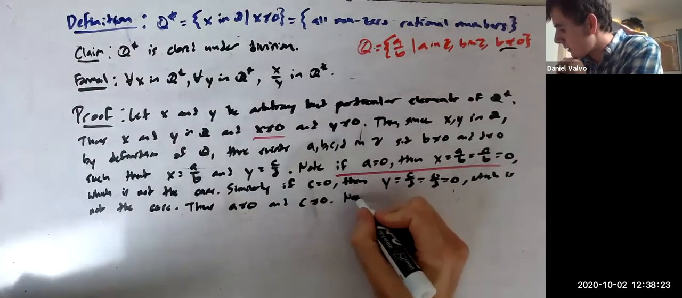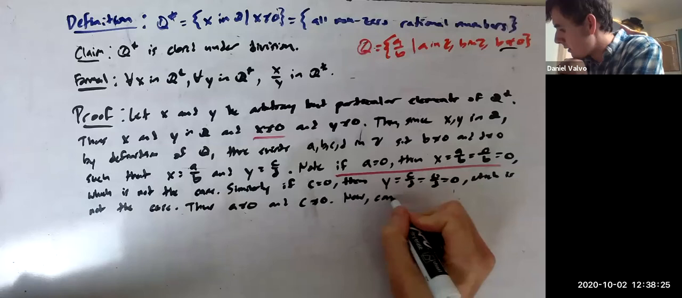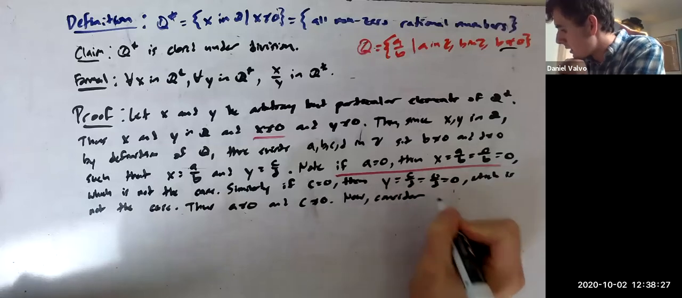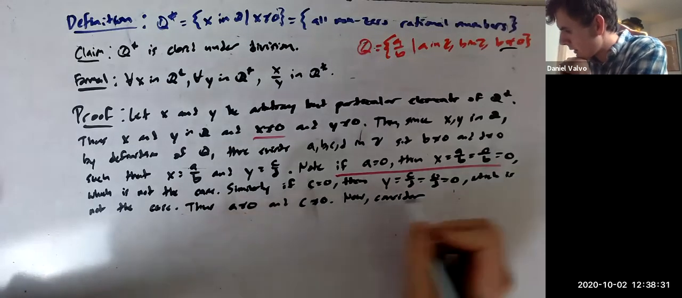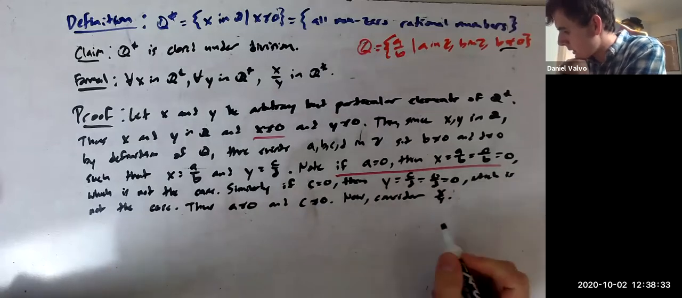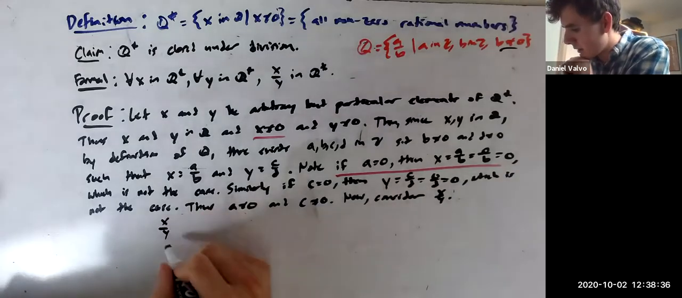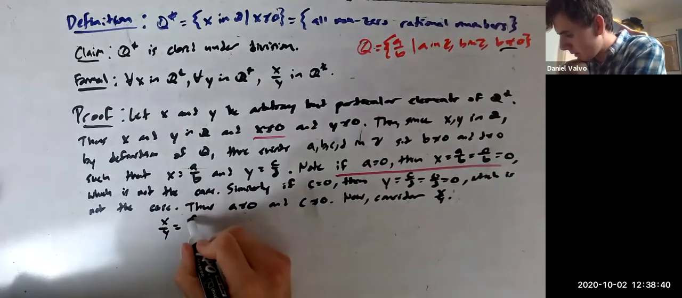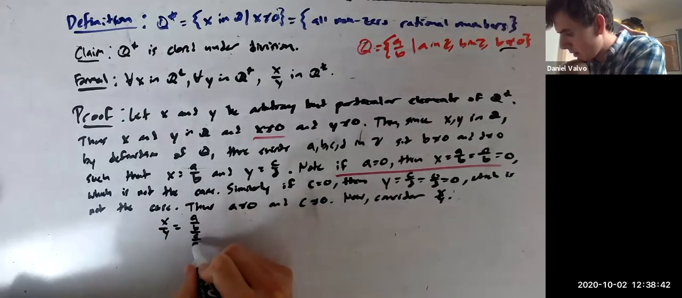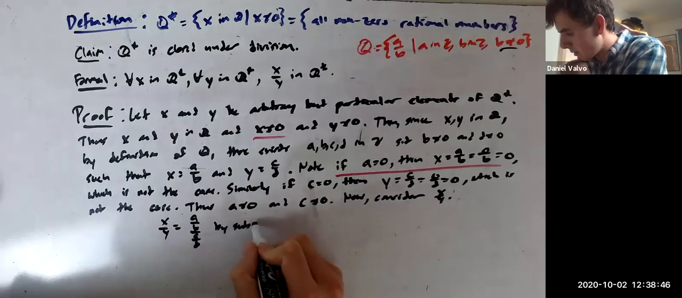Almost done now. So now, consider X over Y. X over Y equals A over B over C over D by substitution.